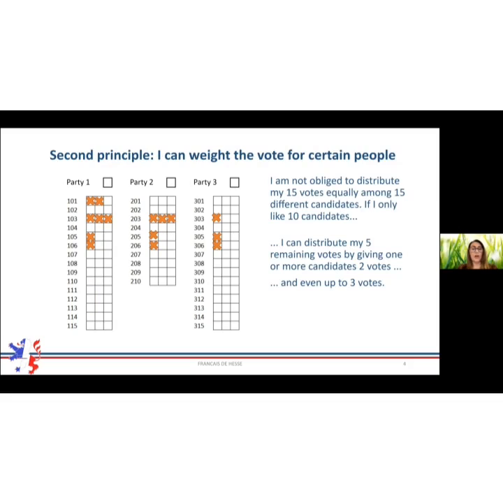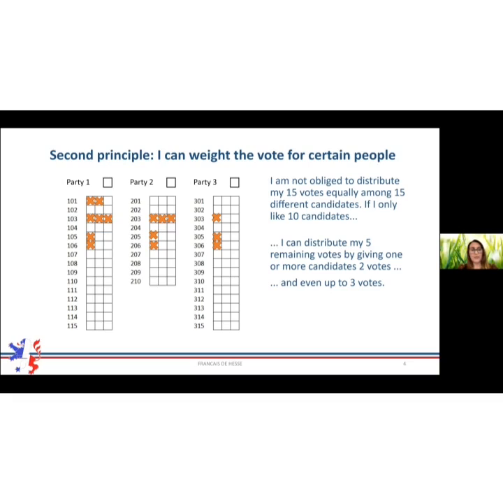We see that you can also weight the vote for certain people, so that you can do up to 3 checkboxes for each candidate, meaning that if you like some candidates particularly, you can vote 3 times for them and enhance their chances to be elected. In this example, the candidates 103 and 203 have been particularly sympathetic to you, so you chose to give them 3 votes out of the 15.